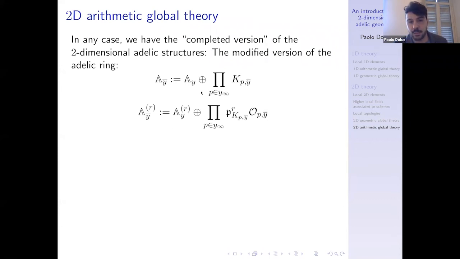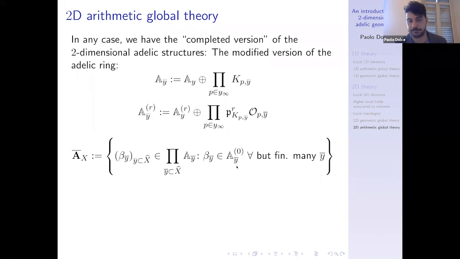So let's say that we have this AY for horizontal and vertical. Then we have to complete AY and go to AY bar. Remember that AY bar is the completed version, so Y bar is the completed curve. And we do it by adding the local data at infinity, as I explained to you two slides before. So these are the Archimedean local fields.